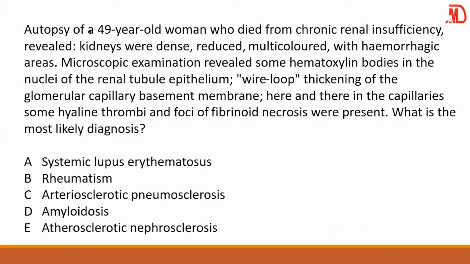We have an autopsy. I like this question too. We have an autopsy of a 49-year-old woman who died from chronic renal insufficiency. Kidneys were dense, reduced, multicolored with hemorrhagic areas. Microscopic examination revealed some hematoxylin bodies in the nucleus of the renal tubule epithelium. There's wire loop thickening of the glomerular capillary basement membrane here and there in the capillaries. What is the most likely diagnosis?